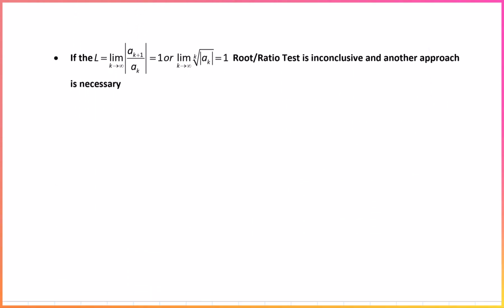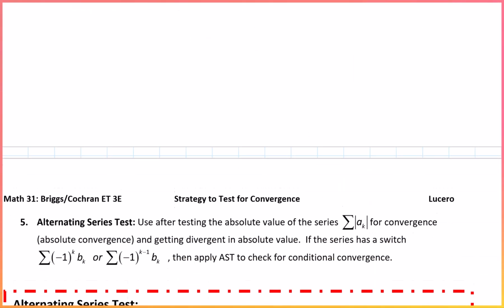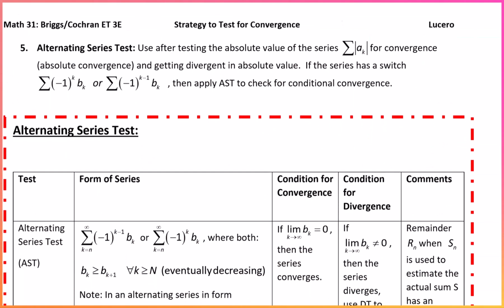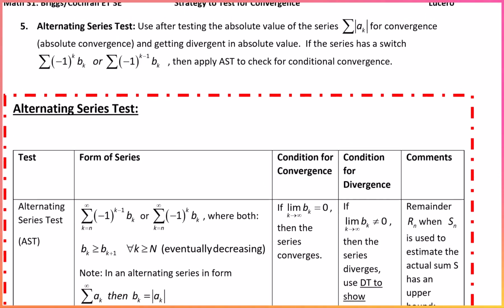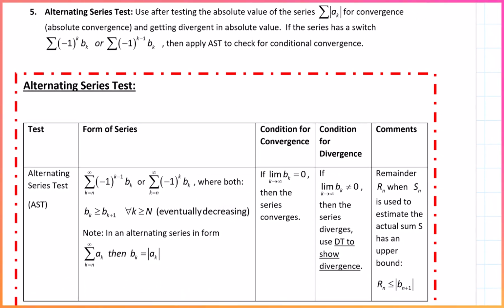Now, if it happens to be inconclusive, we've got to run back and try something else. And that's where we might get back into looking at, after we take the absolute value, a comparison or one of the other tests. Or, if it's an alternating series and the ratio or the root test is inconclusive, this is where we might get into thinking about conditional convergence through the alternating series test.